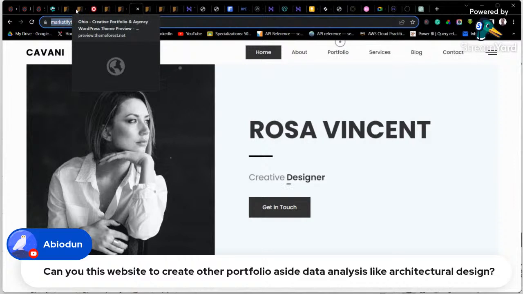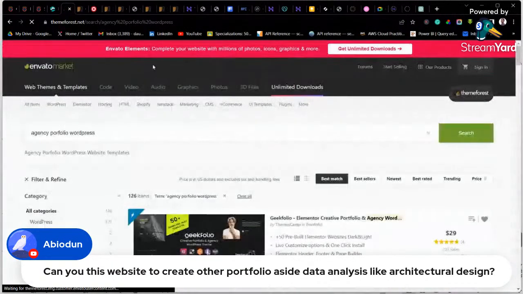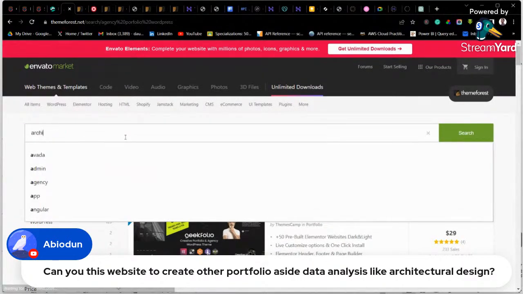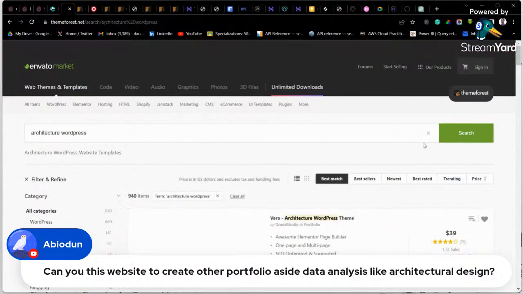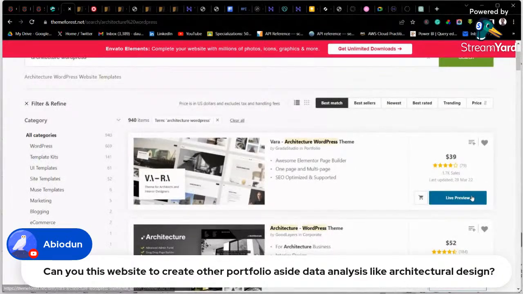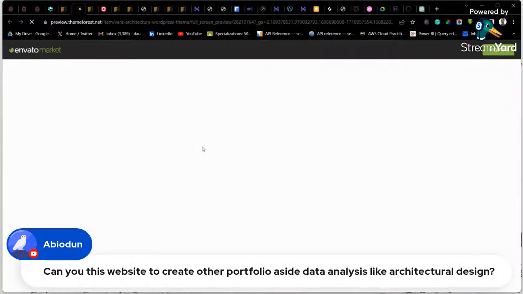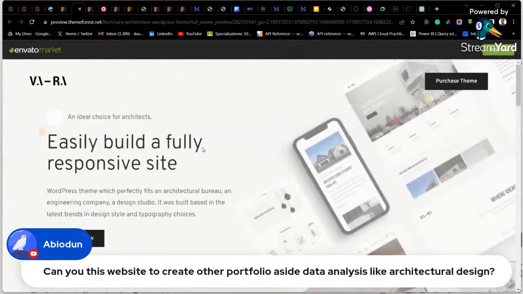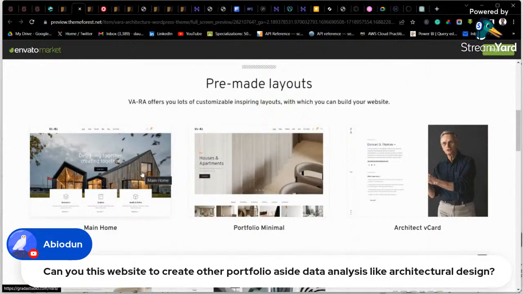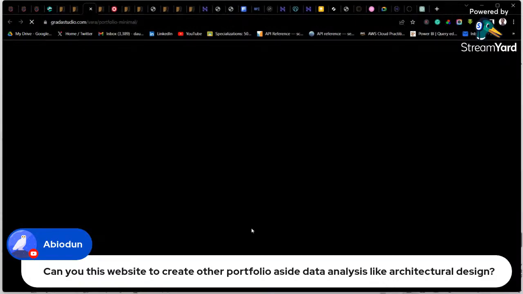Okay, so let's say you're saying architectural design. You see a lot of things there, architectural WordPress. You see a lot of different designs across WordPress here. If I preview these, you will see a lot of different designs, but they are not free. You can look at those designs for inspiration, and even if you don't want to buy this theme, you can build it yourself if you know how to use WordPress.